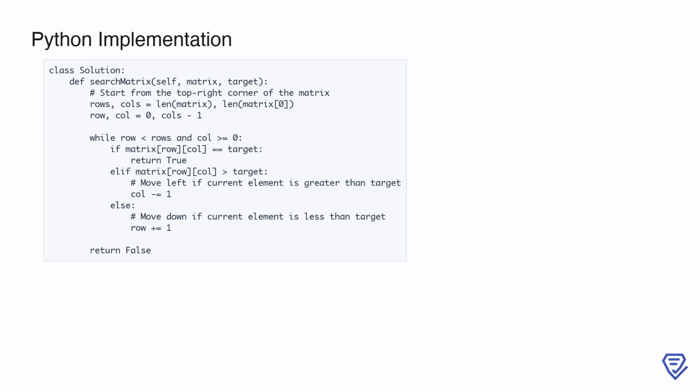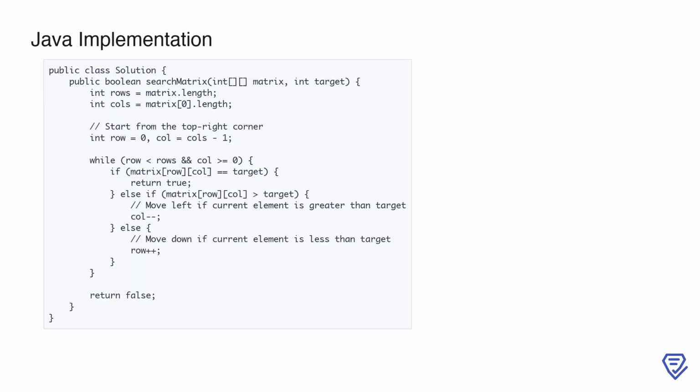The time complexity of this approach is O(m + n), where m is the number of rows and n is the number of columns. This is because each step either moves one row down or one column left, and the total number of such moves is at most m plus n. The space complexity is O(1), since no additional data structures are used. This solution is efficient and leverages the sorted structure of the matrix to minimize unnecessary comparisons, making it well suited for the problem's constraints.